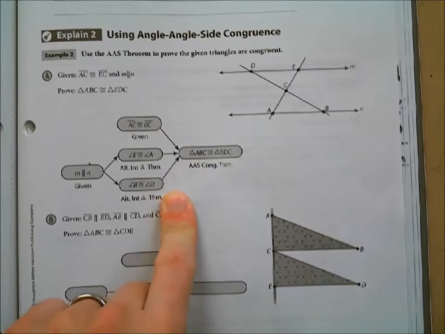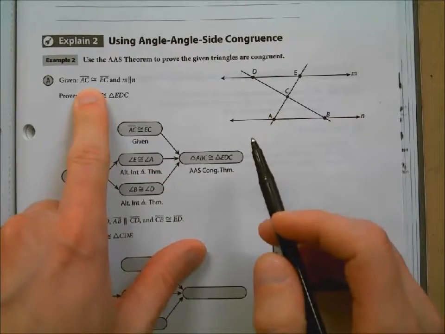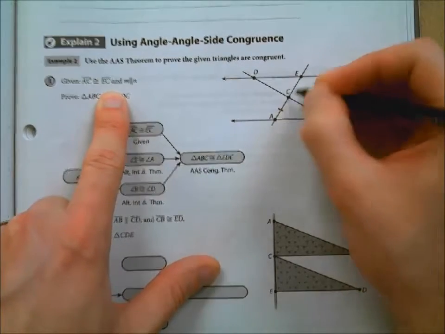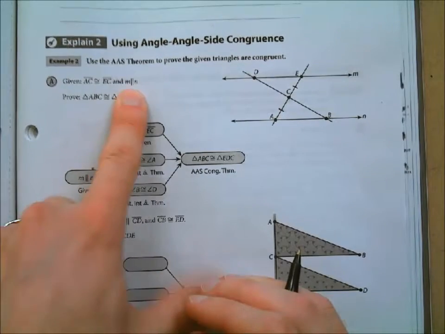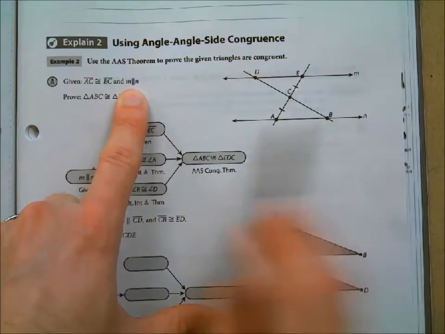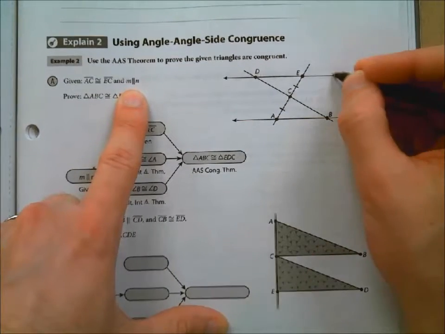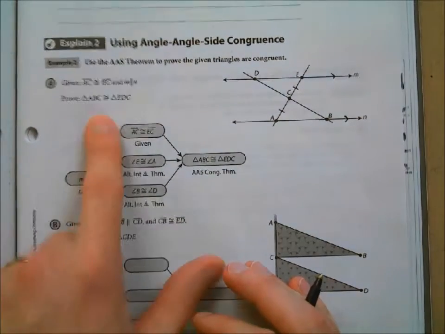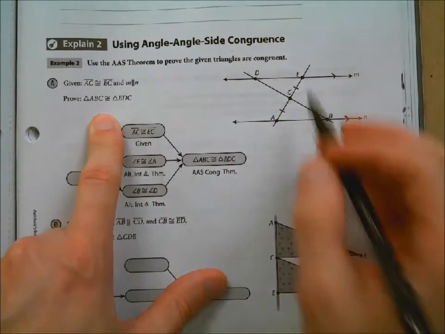So we've got that AC is congruent to EC. So AC, I'll go ahead and mark that. Remember, mark your diagrams: congruent to EC. And M is parallel to N. Okay, so I'll go ahead and mark that too. Parallel, right? So put little arrows there. And we want to show that triangle ABC is congruent to triangle EDC.